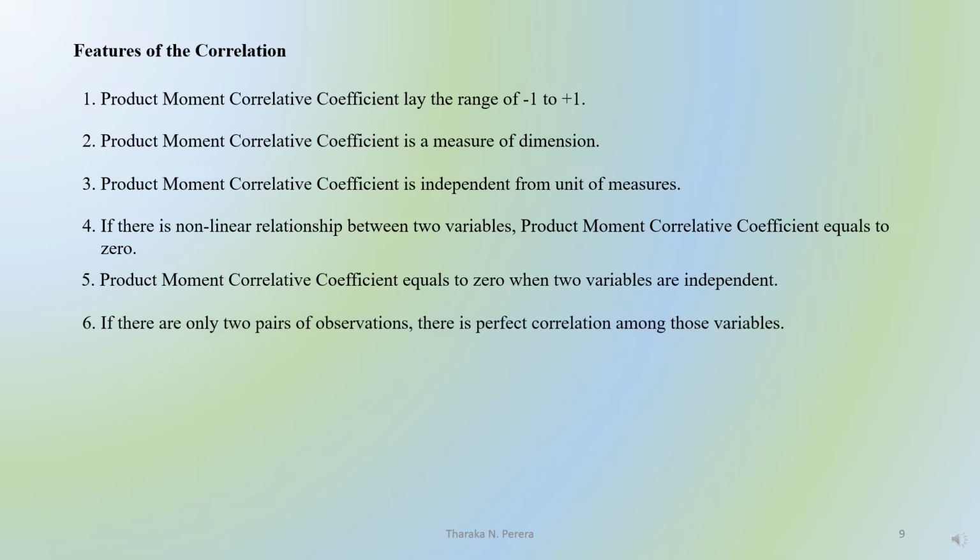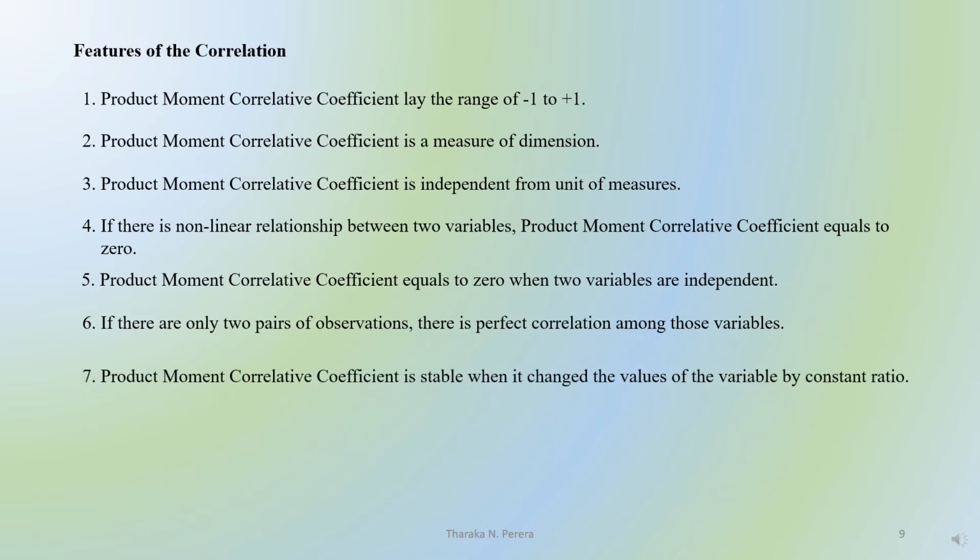Sixth one is, if there are only two pairs of observations, there is perfect correlation among those variables. As we know, we need at least 2 points on a coordinate plane to draw a line. If there are only 2 points, we can draw a line using those points. So those 2 points definitely lie on the line which we draw. Therefore, if there are only 2 pairs of observations, there is perfect correlation among those variables.